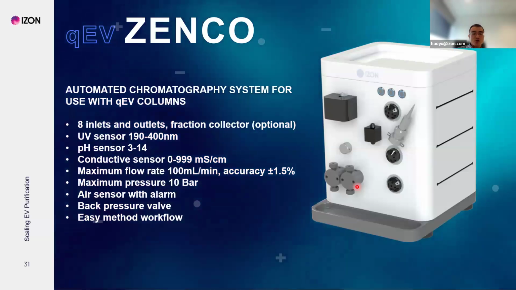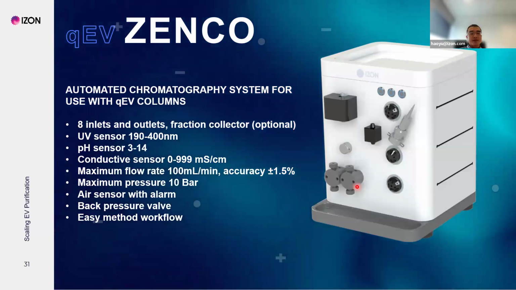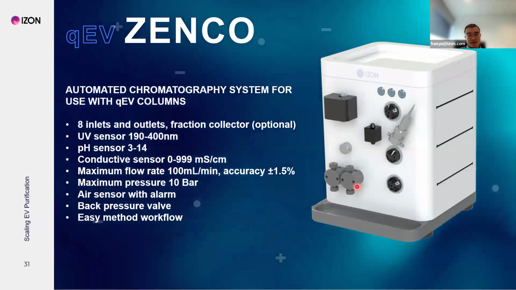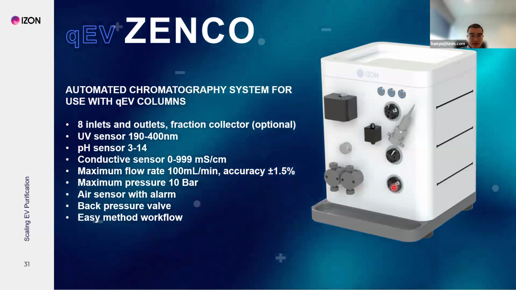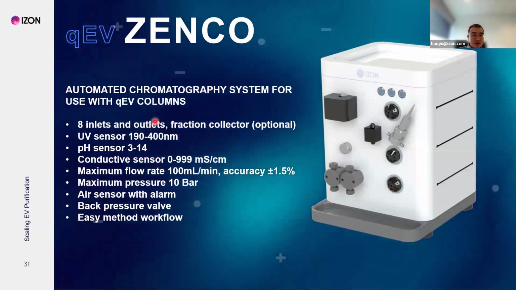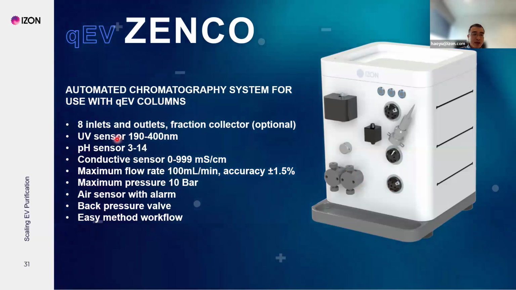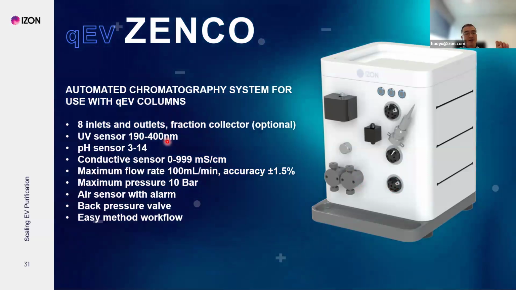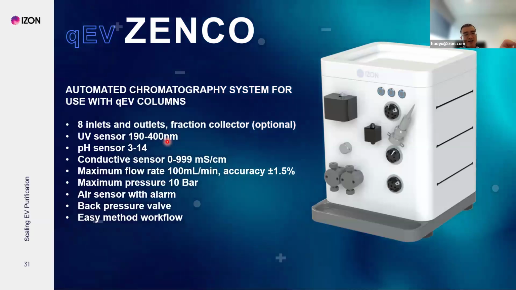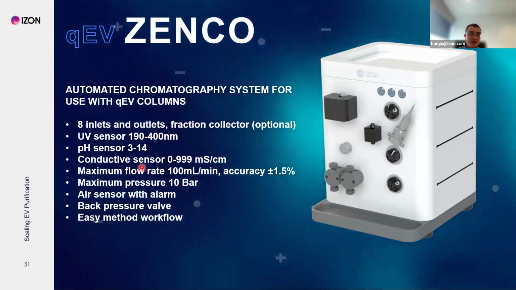And next we need to mention, first we use the TFF to concentrate the sample, then we need to use the chromatography system together with the QEV to purify the samples. These automated chromatography systems have 8 inlets and outlets here, and they have UV sensors. The multiple inlets and outlets mean you can run multiple samples, and the UV sensor is used to detect the EV peak. It's because the UV is usually set at 280 to detect the absorbance of the proteins in the EVs, and because the EV is the first peak, it will detect the first peak, and then later the protein peak. And it also has a pH sensor and conductivity sensor to monitor the cleaning of the columns.